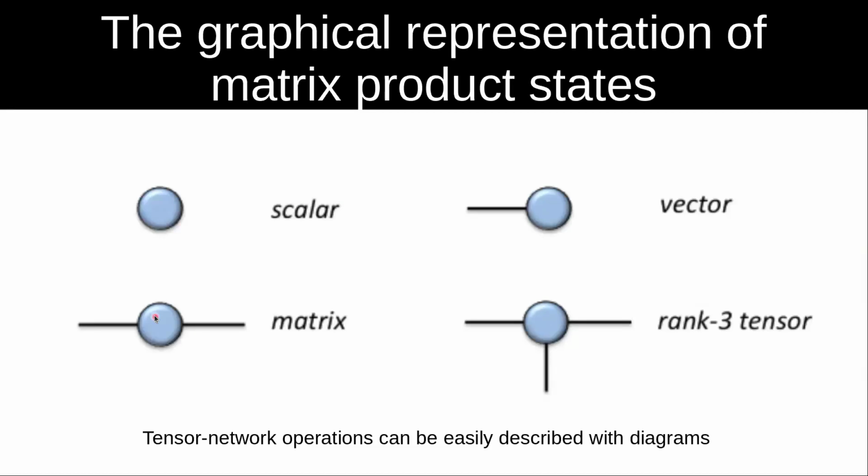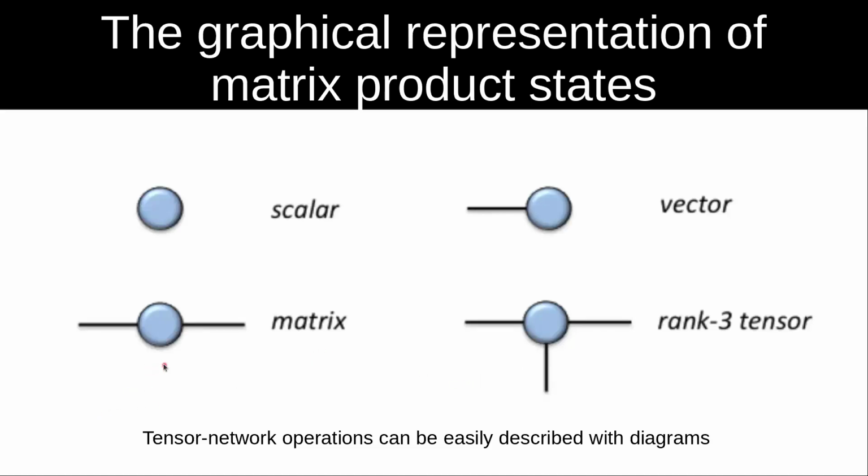Something that is very convenient for matrix product states is that there's a very simple graphical representation of the state itself and even of algorithms themselves. The idea is that we can represent graphically the different elements of a matrix product state algorithm. So you can think that a scalar is just a single point. A vector is a point that has a dangling bond. A matrix is a point that has two dangling bonds that would correspond to the two indexes of a matrix. And a rank 3 tensor would be a point with three dangling bonds, where each bond is one of the indexes of the rank 3 tensor.